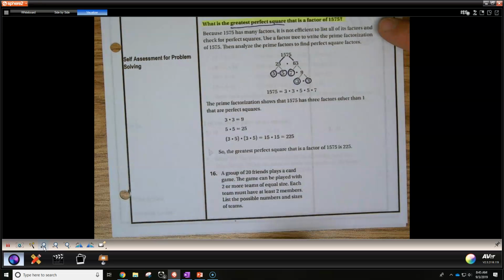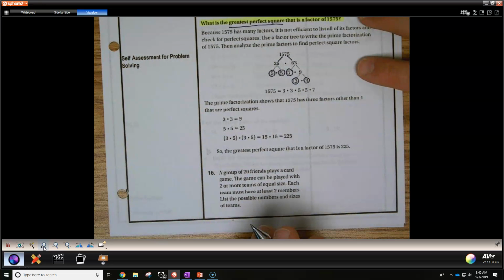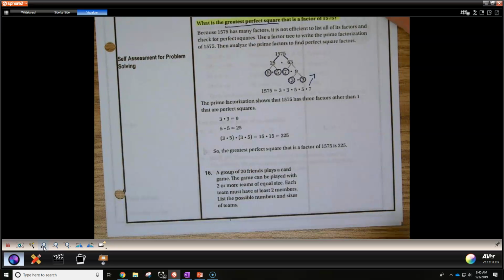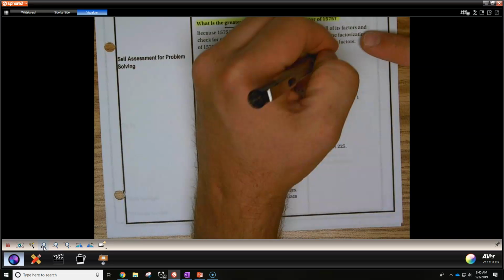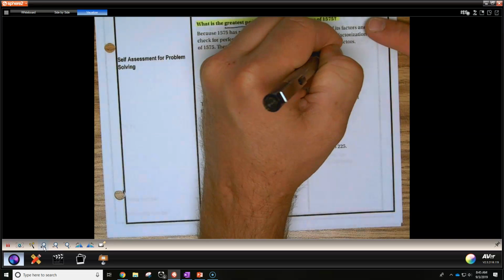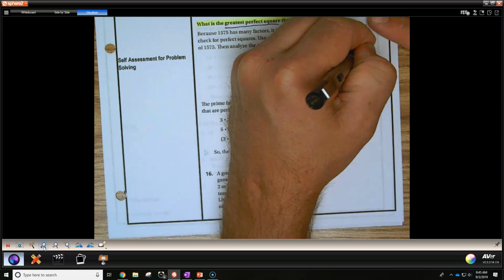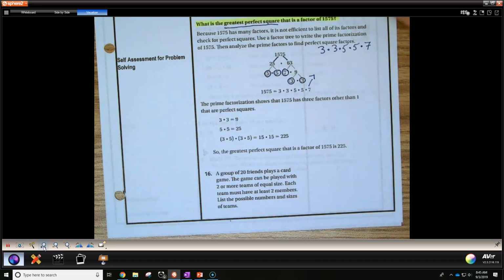So I'm going to write this real big so you guys can see. So if you want to write bigger with me, I would too. I'm just going to copy this over here. The prime factorization of 1,575 was 3 times 3 times 5 times 5 times 7. That should be nothing new to you. We just did prime factorization.